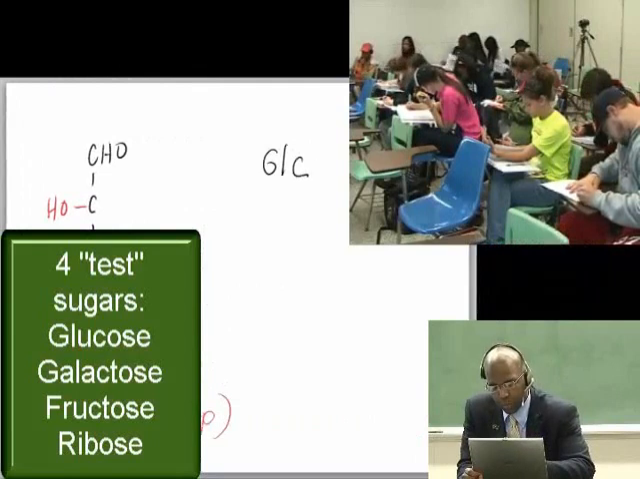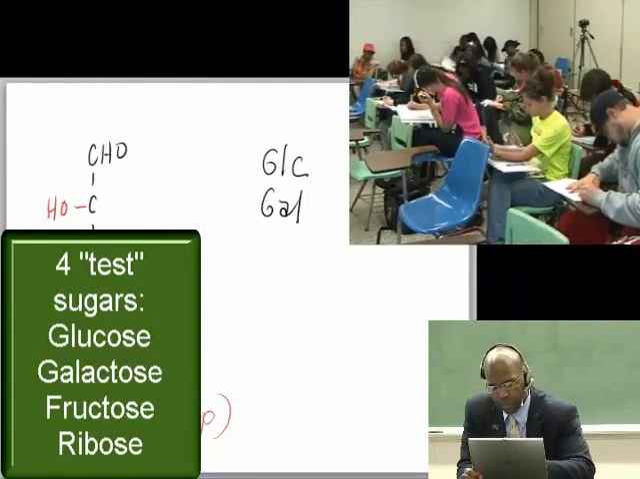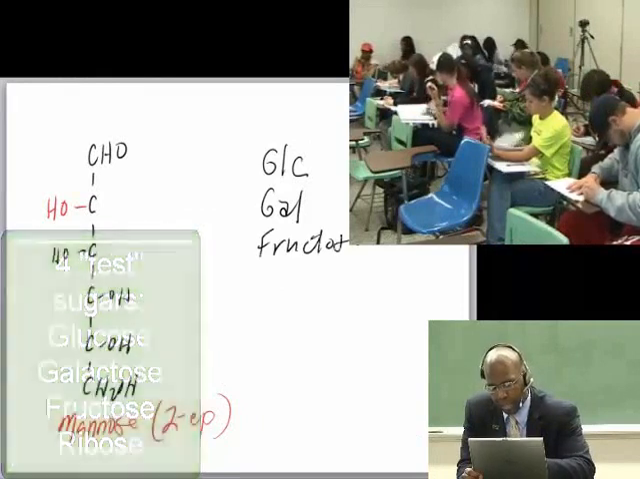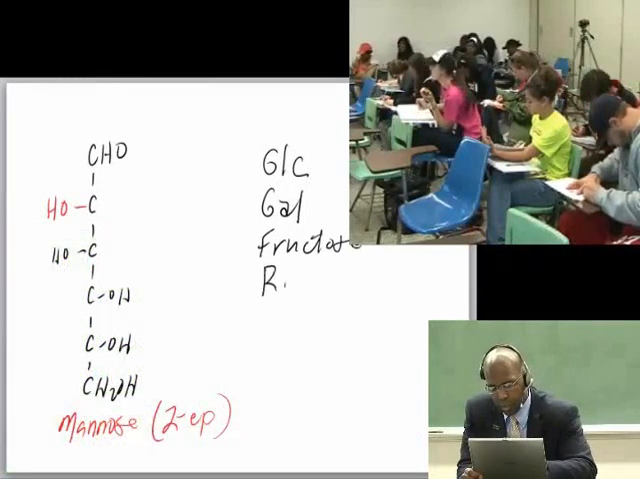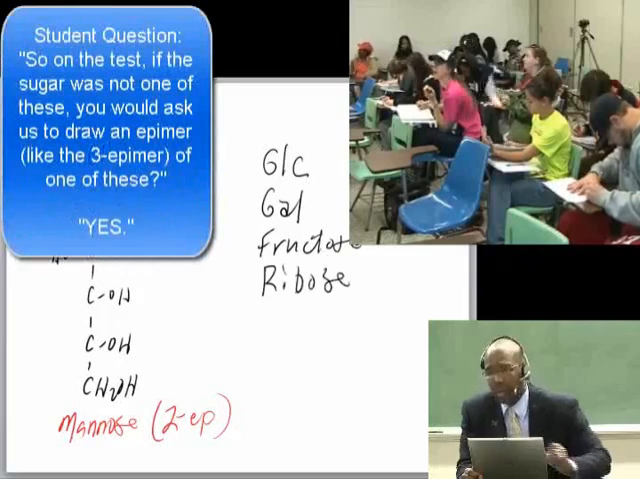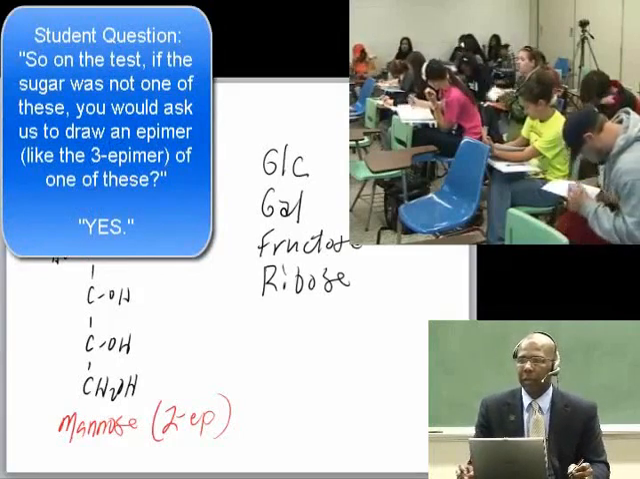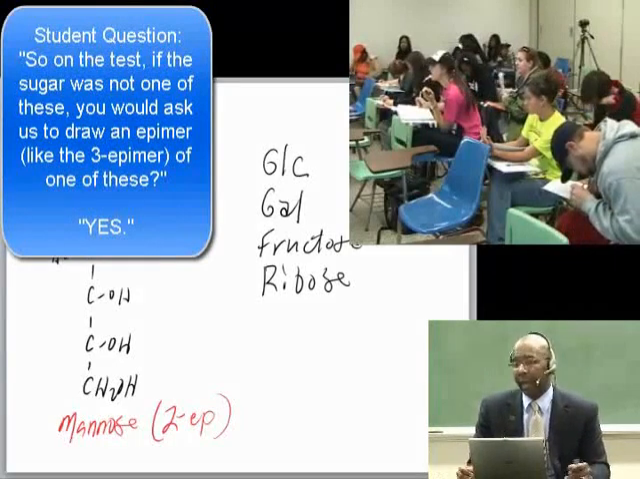Glucose, galactose, fructose, and ribose. And you said, if there's a question and it wasn't one of those 4, you would say, like, draw the 3 epimer. Right, exactly.